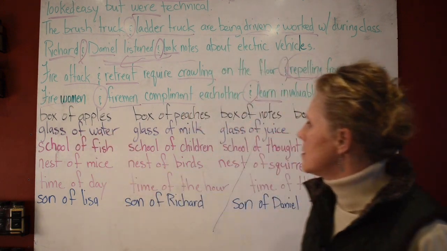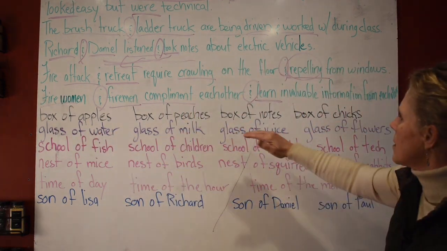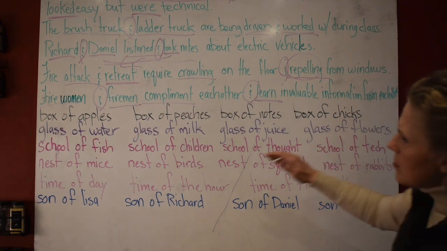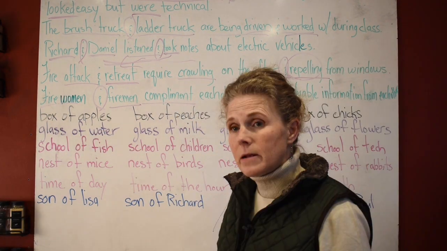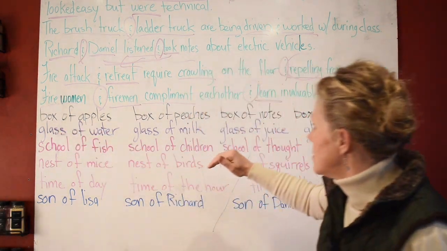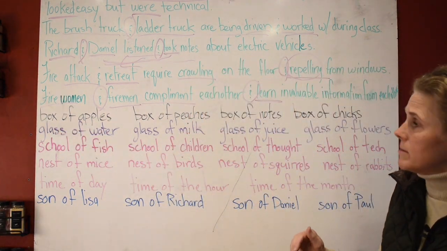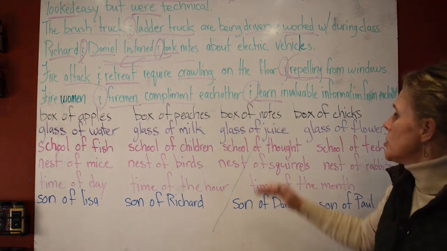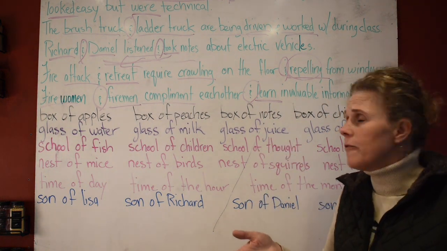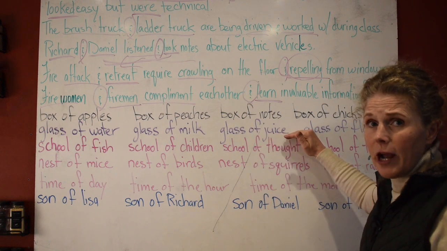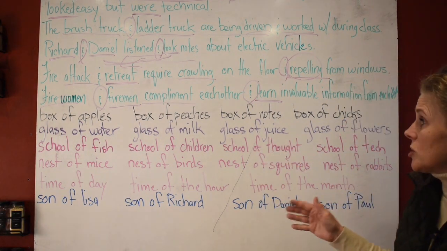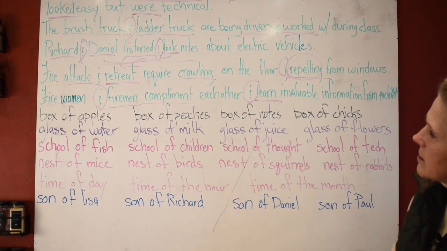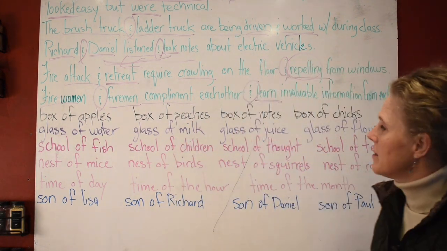Glass of water, glass of milk, glass of juice, glass of flowers. So, what is of water describing? The glass. What is of milk describing? Glass. What is of juice describing? Glass. So remember, when you're using of as a prepositional phrase, it can be a tad bit confusing. I was doing these all different colors, and then next thing you know, I did them all in pink.